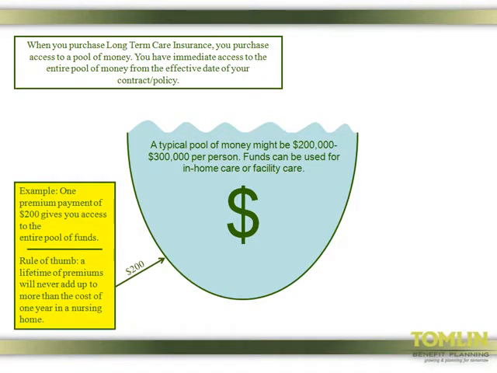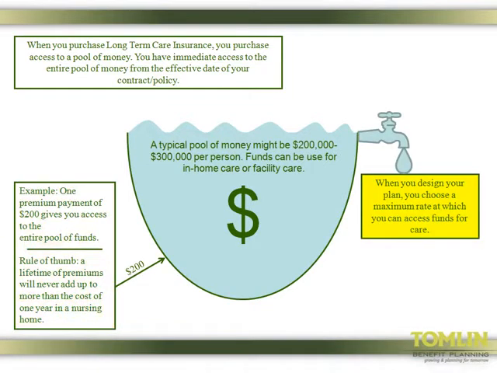For example, based on your initial premium payment of $200, you would have access to the entire $200,000 to $300,000 of funds in your pool. And as a rule of thumb, a lifetime of premiums will never add up to more than the cost of paying cash for 1 year in a nursing home. When you design your plan, you choose a maximum rate at which you can access funds for care.